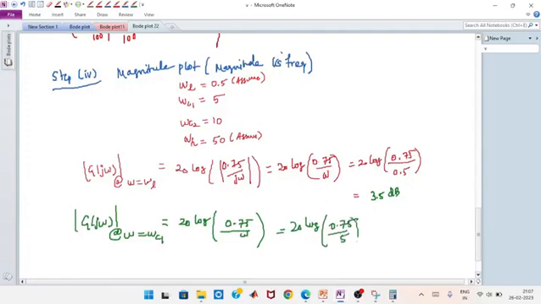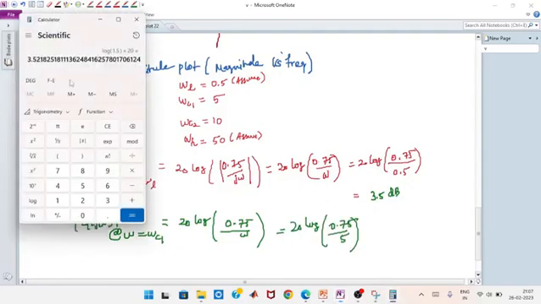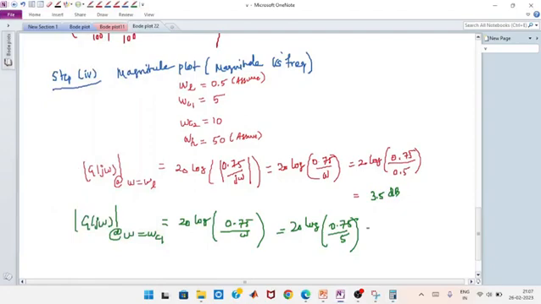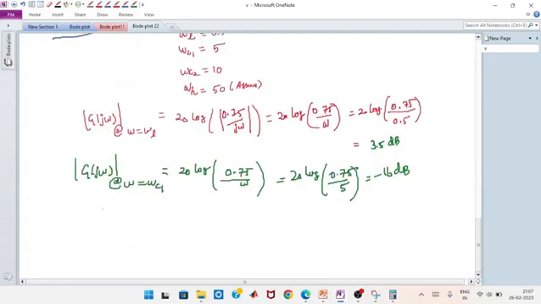So what is 0.75 divided by 5? And 20 log. So 0.75 divided by 5 is 0.15, log of which we are taking, multiplied by 20. So what is the answer? Minus 16.48, which will be considered as minus 16 dB. This is the second one. Now we have to find the third value. What is the value we are finding? G of j omega at omega equal to omega c2.